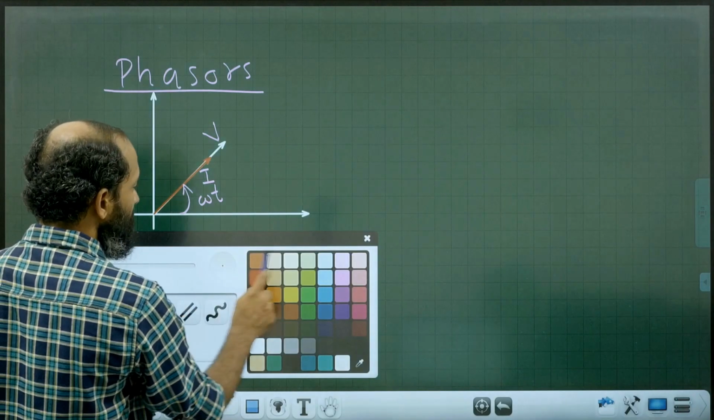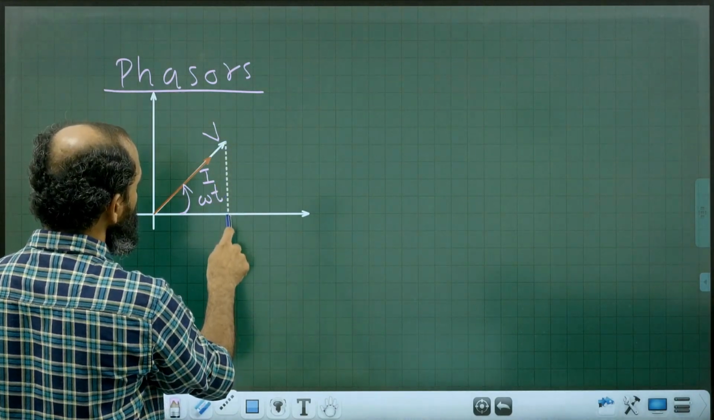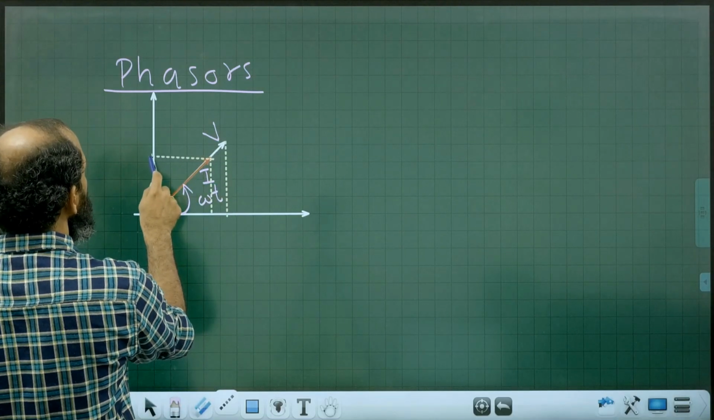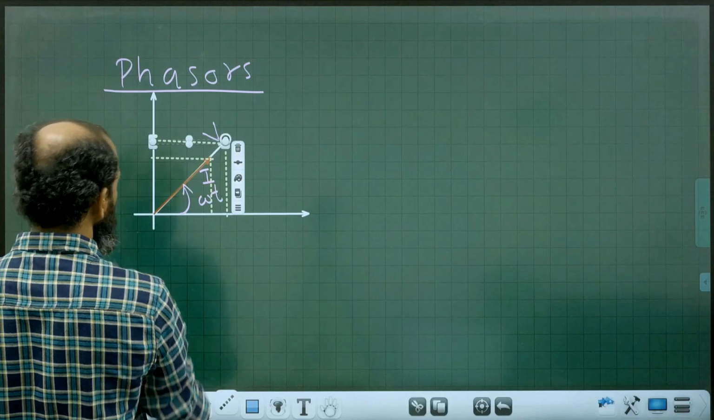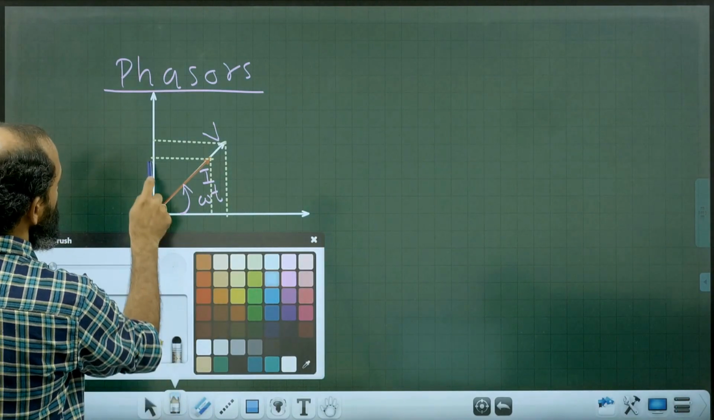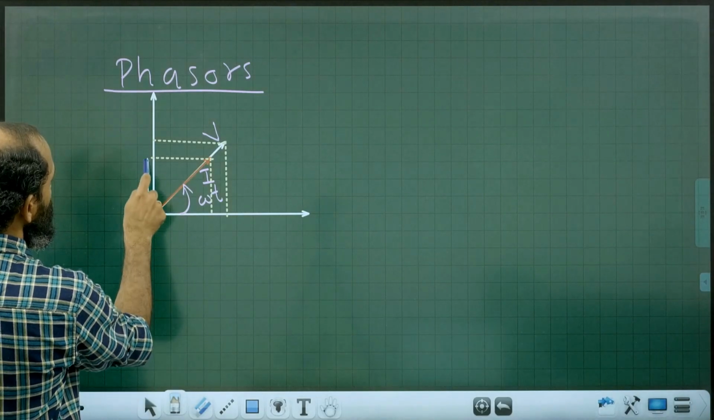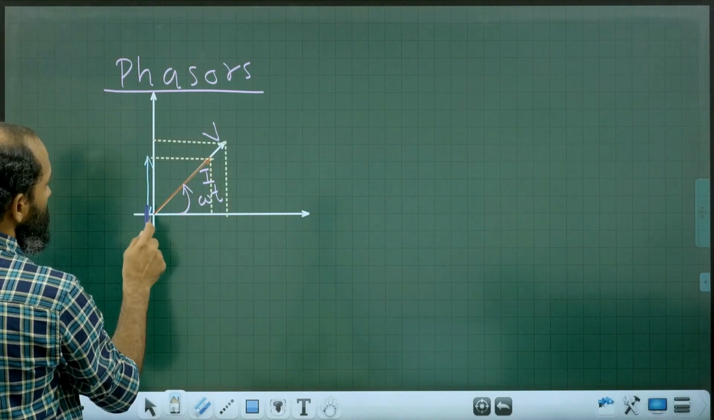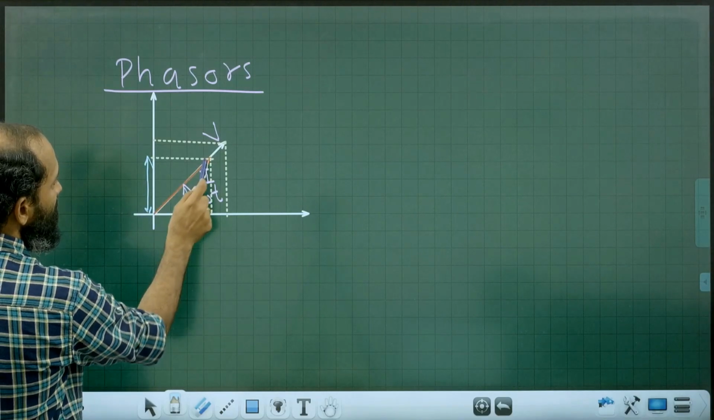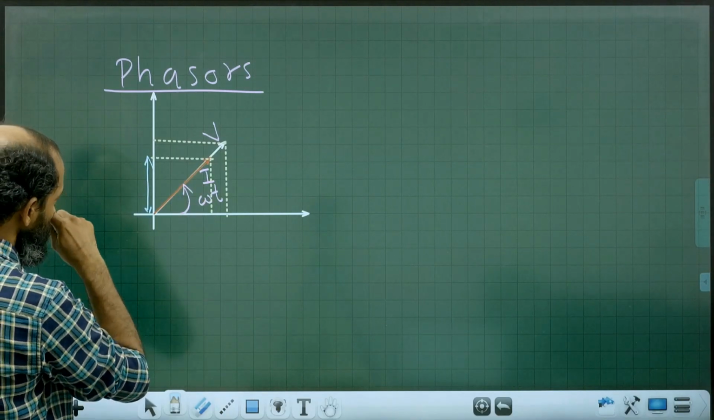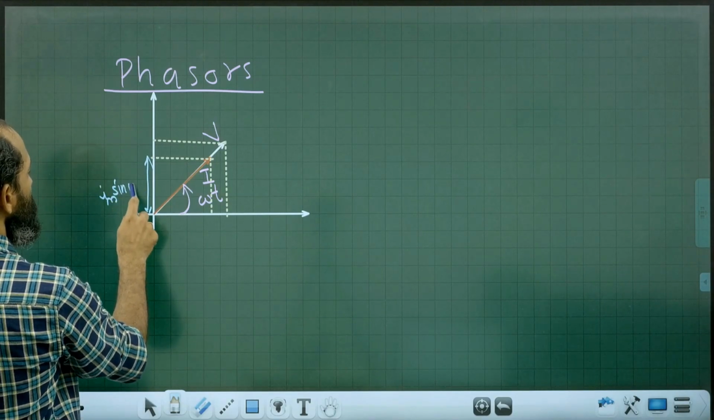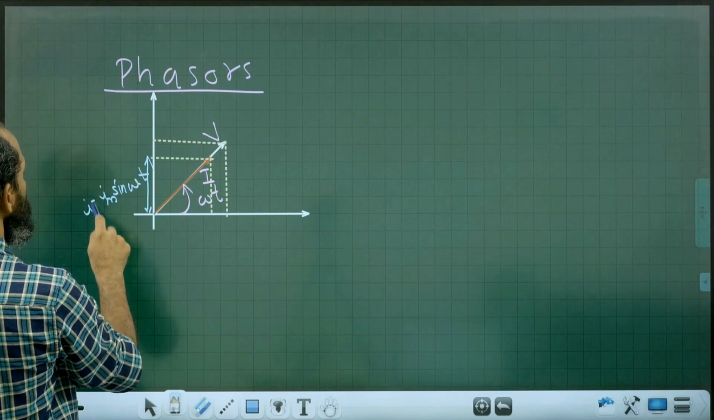Now, dropping a perpendicular from the tip of each of these phasors, the voltage phasor and the current phasor, onto the vertical axis, we get the corresponding vertical phasors. And this will be the opposite side, where Im is the current amplitude. Then this can be written as Im sin omega t, which will be the instantaneous value.